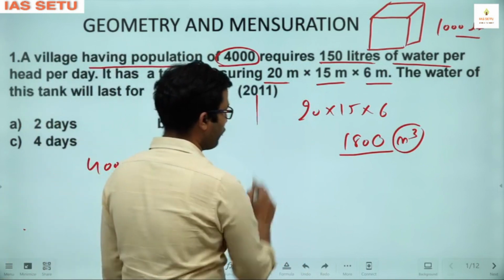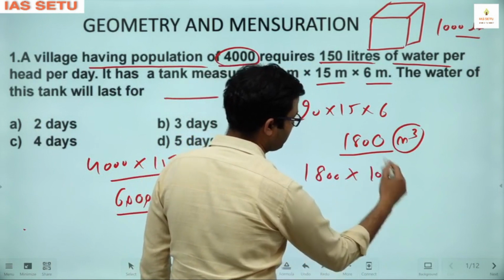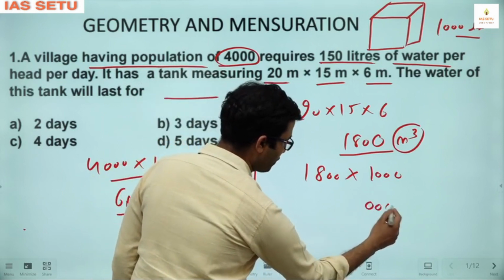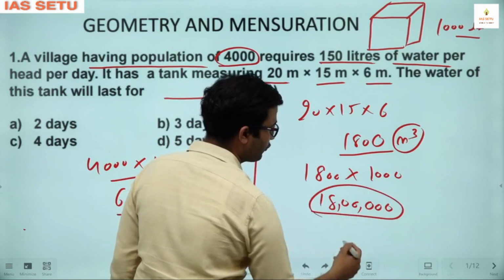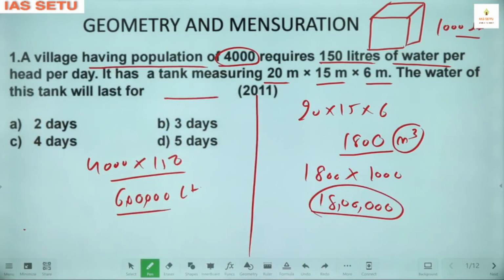So here, what is the water in the tank? 1800 into 1000. So what is the capacity of the tank? 18 lakh liters. So here the total capacity of the tank is 18 lakh liters. Daily requirement is 6 lakh.